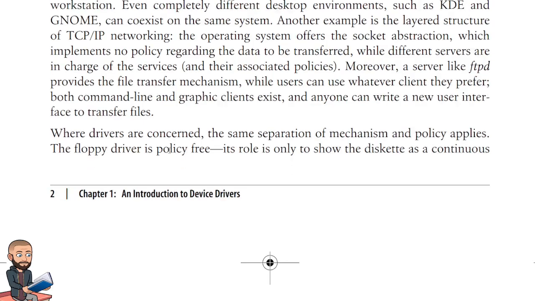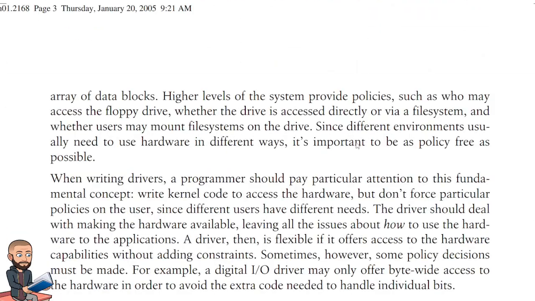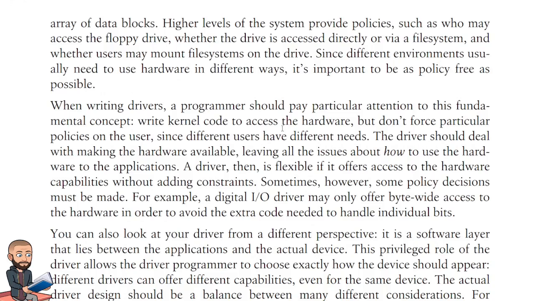Where drivers are concerned, the same separation of mechanism and policy applies. I love this example. The floppy driver is policy-free. Its role is only to show the diskette as a continuous array of data blocks. Higher levels of the system provide policies such as who may access the floppy drive, whether the drive is accessed directly or via a file system, and whether users may mount file systems on the drive.